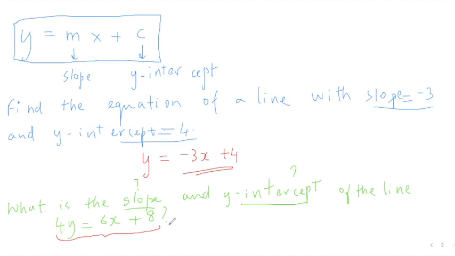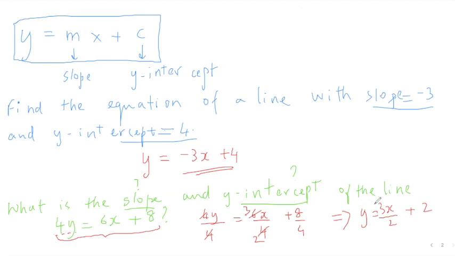I can divide every single term by 4. So 4y by 4 is equal to 6x by 4 plus 8 by 4. Why am I doing this? Because I can cancel this away and have only y on the left side. So y is equal to 6x by 4. If I reduce the fraction, it becomes 3 by 2, so it's 3x by 2 plus 2.